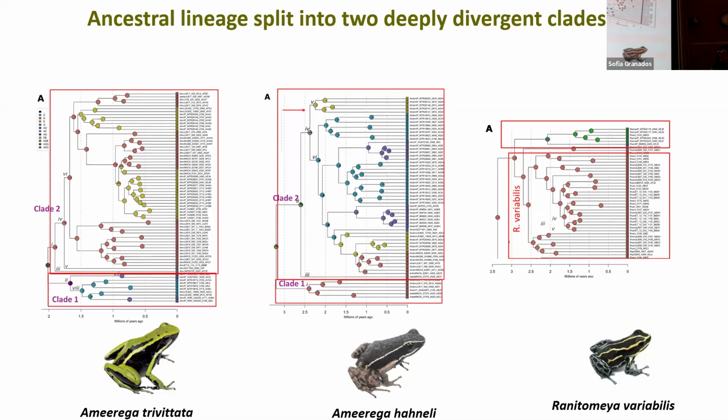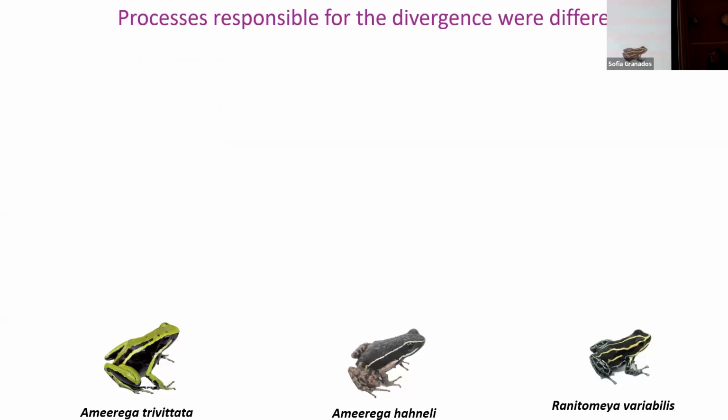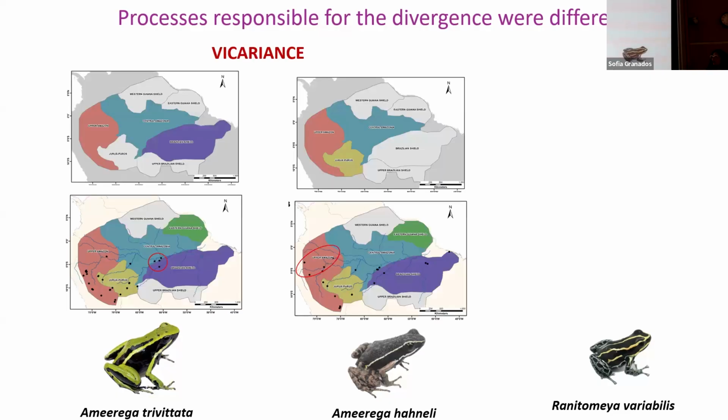First, something that I got with my results was that in all species, we obtained that an ancestral lineage split very early in time into two different clades. This is very interesting, also because one of the clades was always restricted and the other clade is the one that colonized other areas. However, the processes responsible for this divergence were different. If you recall, we detected vicariance events in these two species, and this is in accordance with the fact that they had widely distributed ancestors, and then something happened, and their ranges were split.